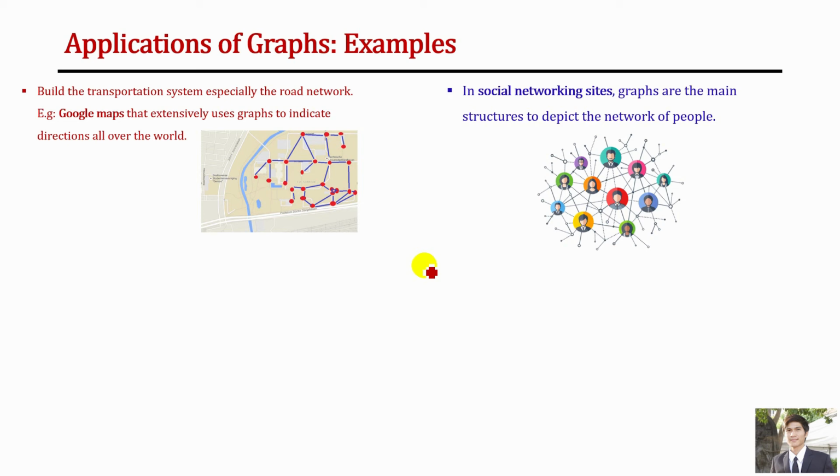Another application is in social networking sites. They use graphs to represent the network of people and the relationships among them. For example, Mr. A is a friend of B, and B has some friends, so A can connect to the friends of B as well in order to make more relationships and communication.